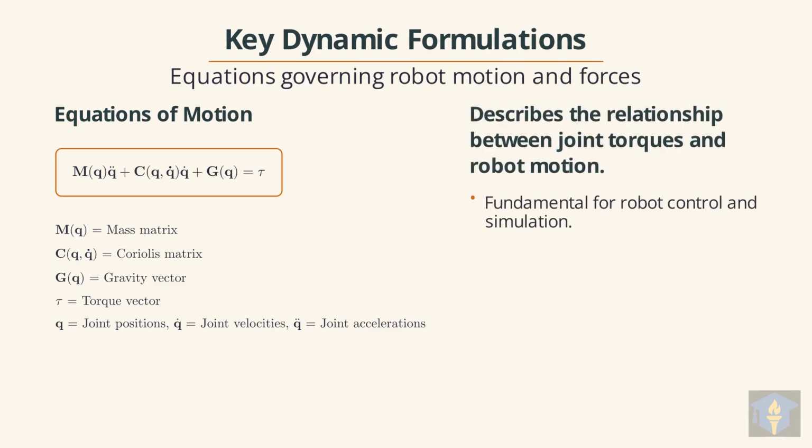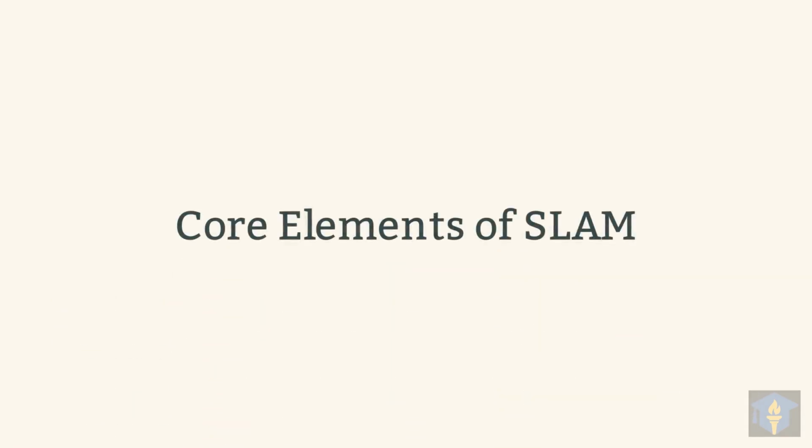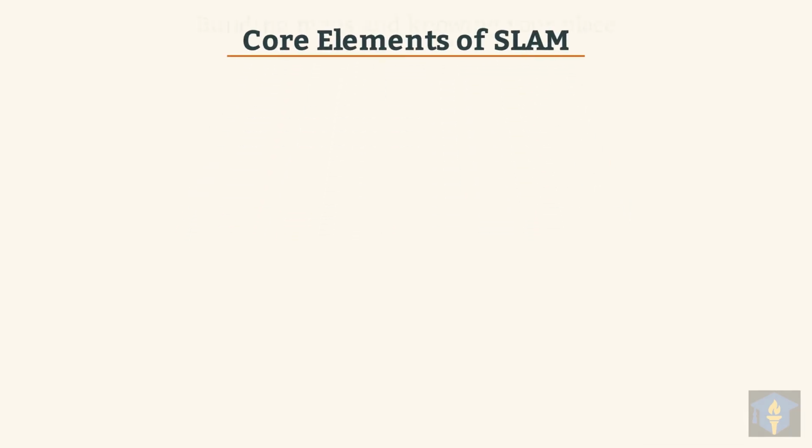This comprehensive equation describes the intricate relationship between joint torques and the resulting robot motion. It is absolutely fundamental for designing effective robot control systems and performing accurate simulations. Finally, let's explore the core elements of simultaneous localization and mapping, or SLAM.